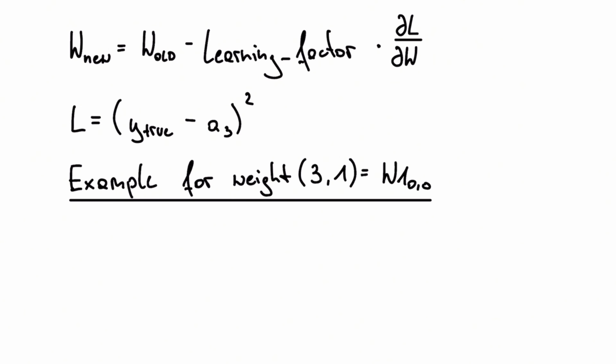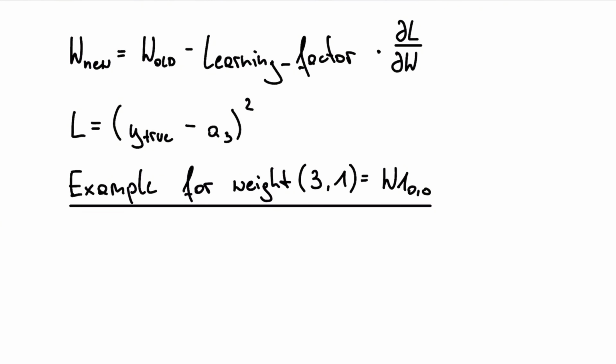Underneath, I also wrote out the loss function again. It's the true value, which I called y true in the code, minus A3, the value that the output neuron returns, and that all squared. We square it simply so that we only get positive errors and no negative ones.